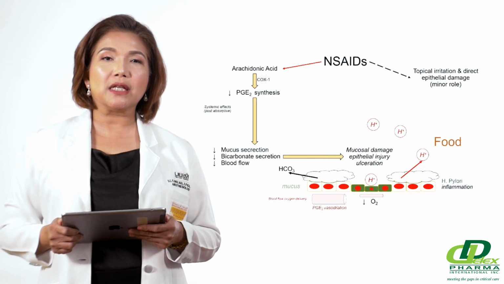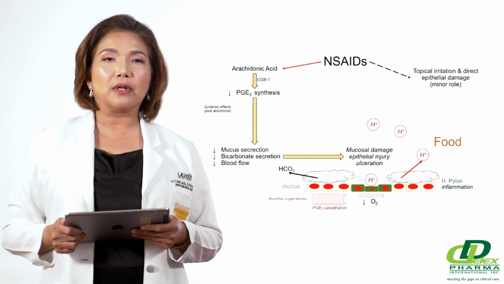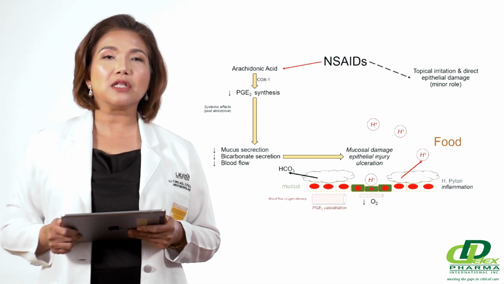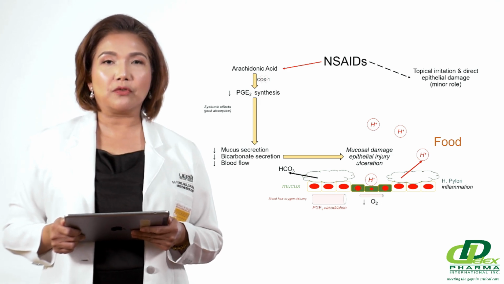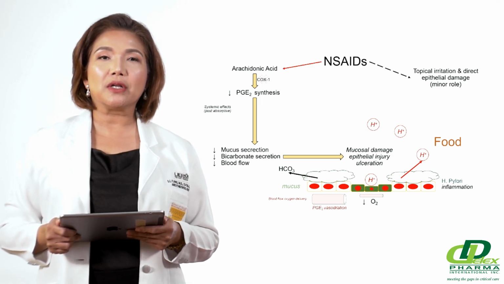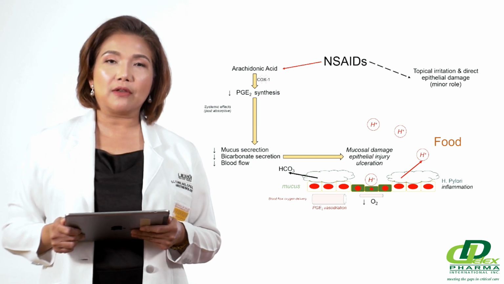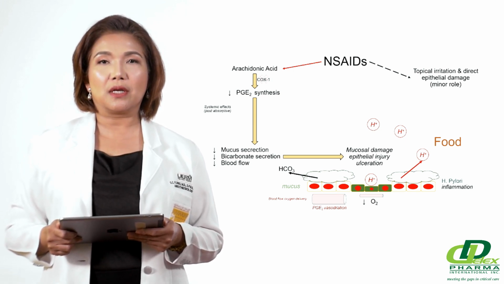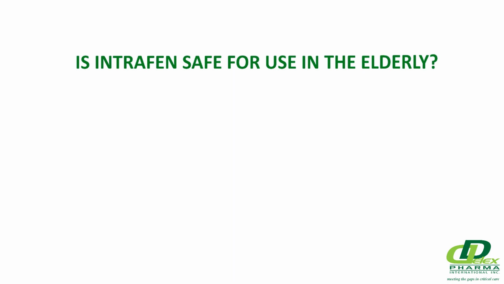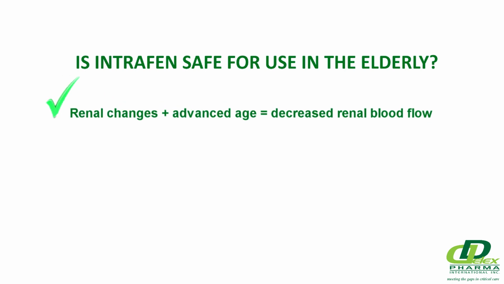It reduces incidence of NSAID-induced ulcers to less than 3% and the incidence of ulcer complications by 50%. Its limitation is associated with its side effects and the need for frequent dosing. Is Intrafen safe for use in the elderly? As previously discussed, renal changes associated with advanced age make this population susceptible to a decreased renal blood flow through the glomerulus and increased risk for AKI.